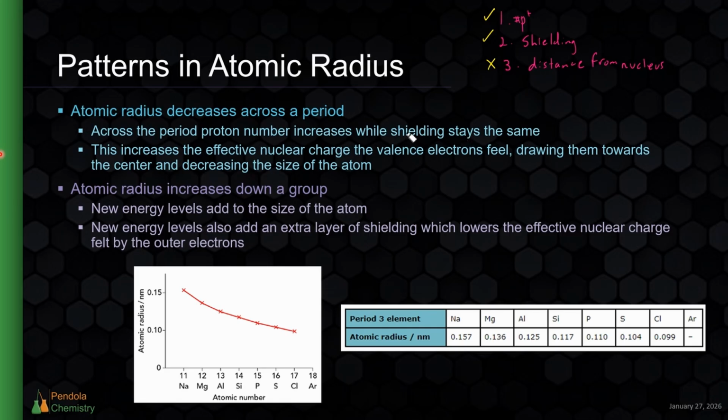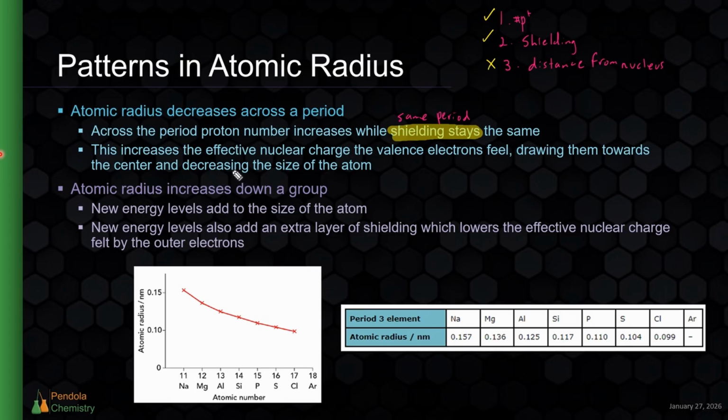So shielding stays the same because they're in the same period. Elements in the same period have the same shielding because they have the same number of valence shells. So they have the same number of energy levels here. So shielding is the same because they're in the same period. But the number of protons does increase.